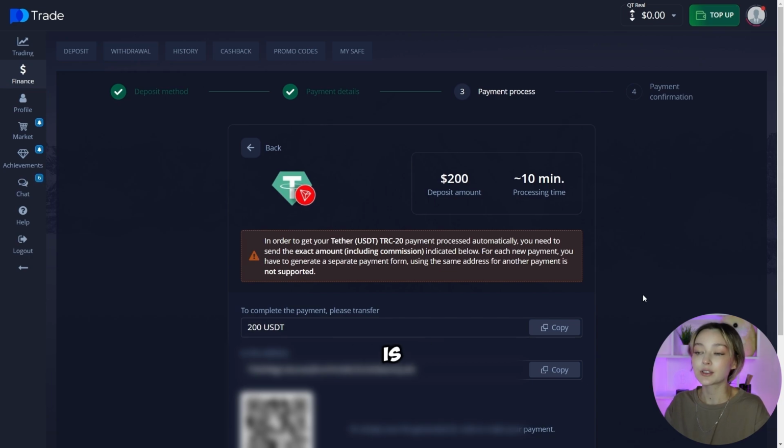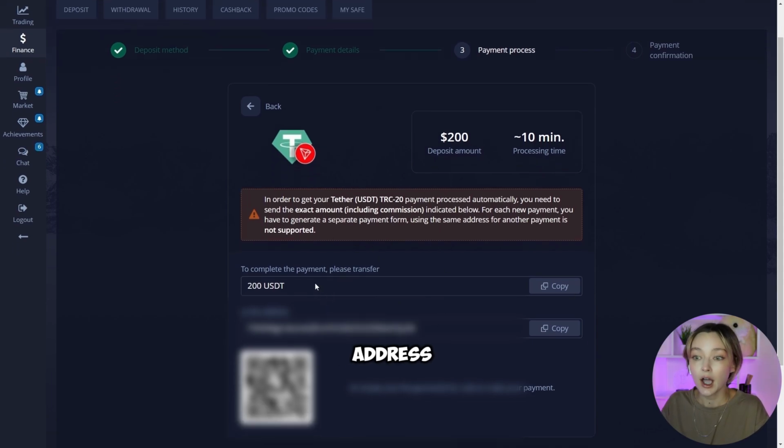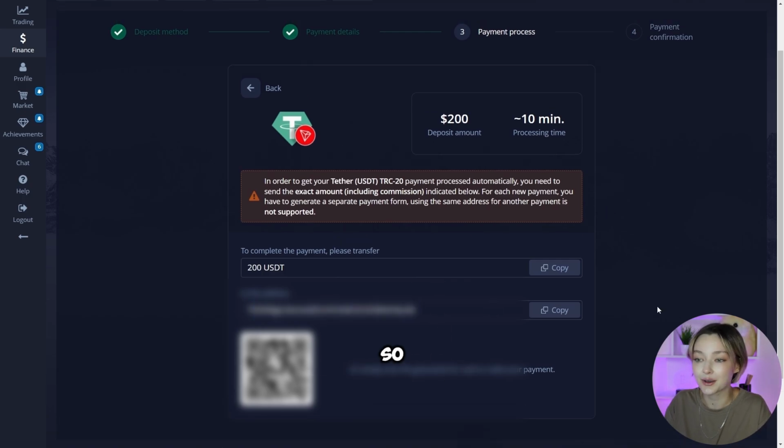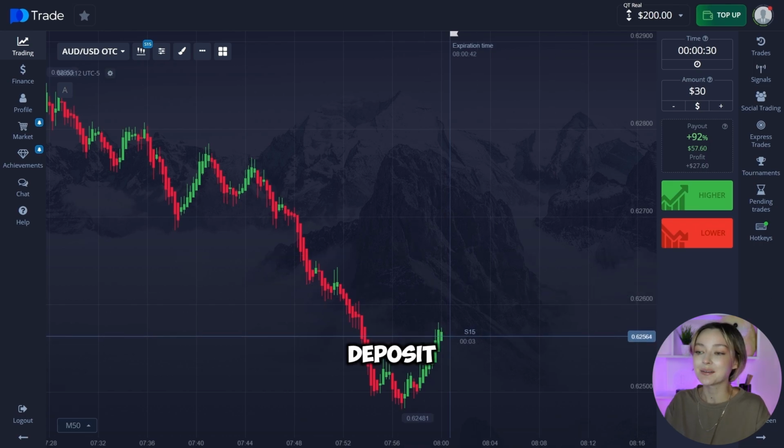All we've got to do now is transfer our USDT to this address. We can copy the digits or simply scan the QR code. The account balance top up normally takes around 10 minutes, so, amazing, our deposit has arrived.